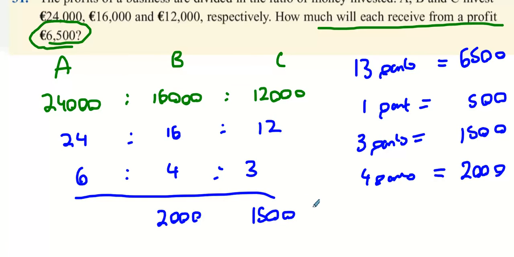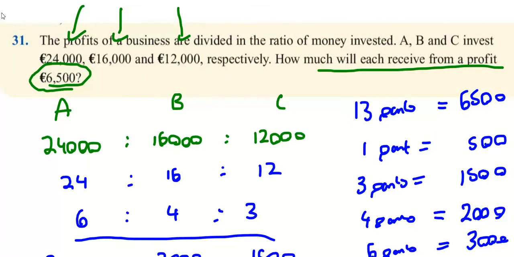And then finally, 6 parts, so 6 times 500 is 3,000. Okay, there we go. 3,000 is to 2,000 is to 1,500. Okay, I believe that's everything I need from this exercise. Yes, it is. So that's everything.